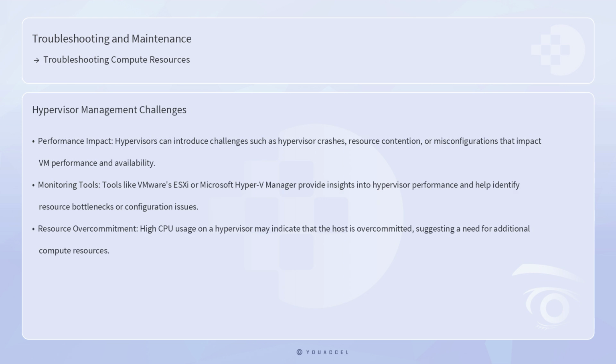Hypervisors, which manage the virtualization of hardware resources, can also introduce challenges. Issues such as hypervisor crashes, resource contention, or misconfigurations can impact the performance and availability of VMs. Monitoring tools, such as VMware's ESXi or Microsoft Hyper-V Manager, can provide insights into hypervisor performance and help identify resource bottlenecks or configuration issues. For example, if a hypervisor is experiencing high CPU usage, it may indicate that the host is overcommitted and additional compute resources may be needed.